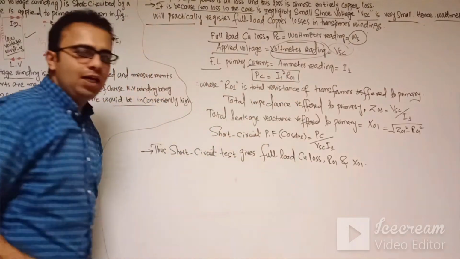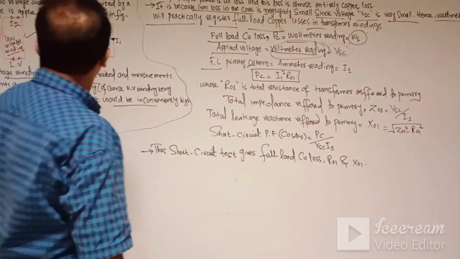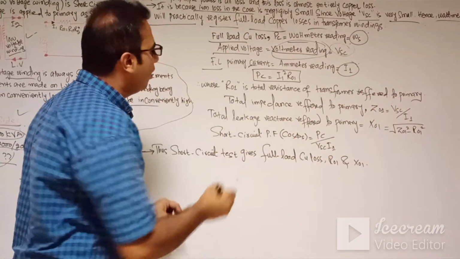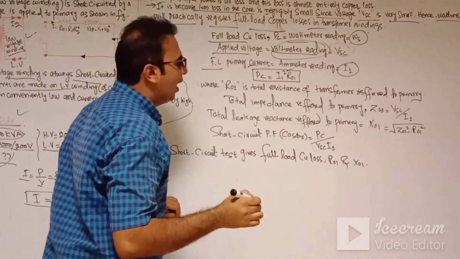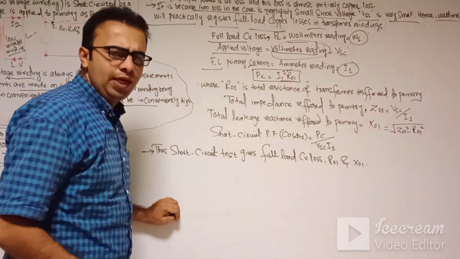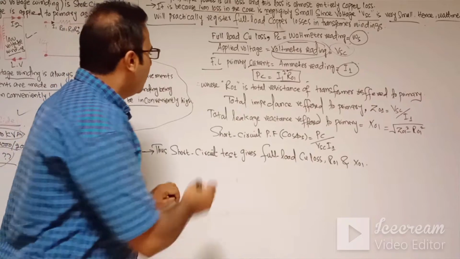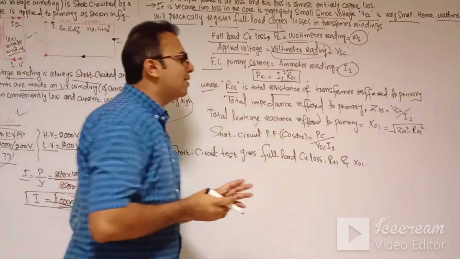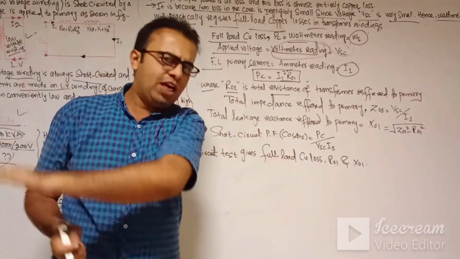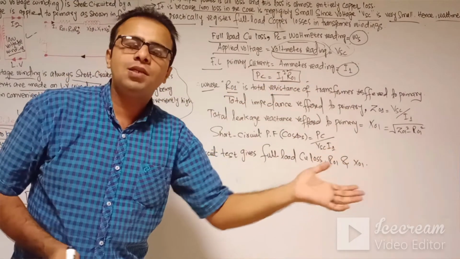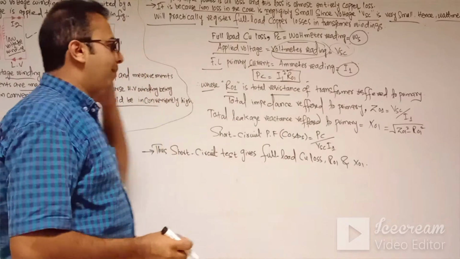Full load primary current is read by the ammeter connected with the transformer, that is I1. So the copper loss will be I1 square RO1, P is equal to I1 square RO1, where RO1 is the total resistance of the transformer referred to the primary side.